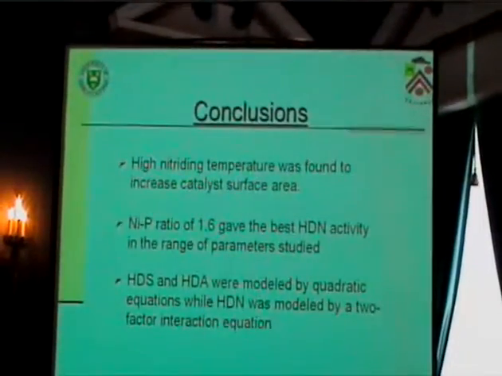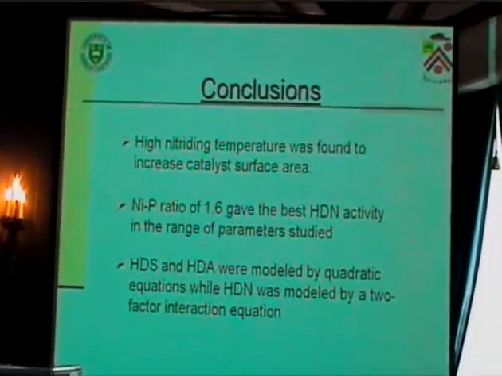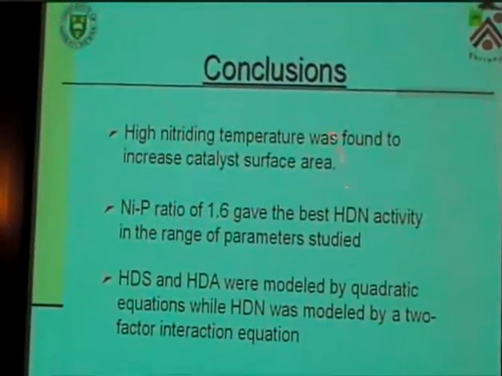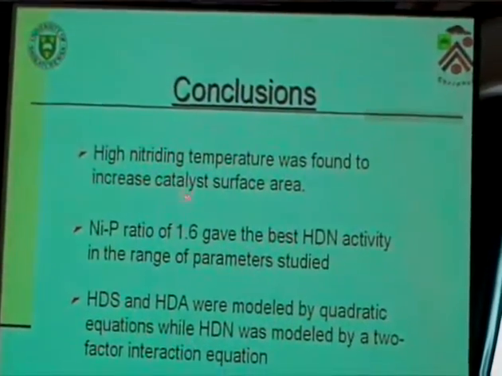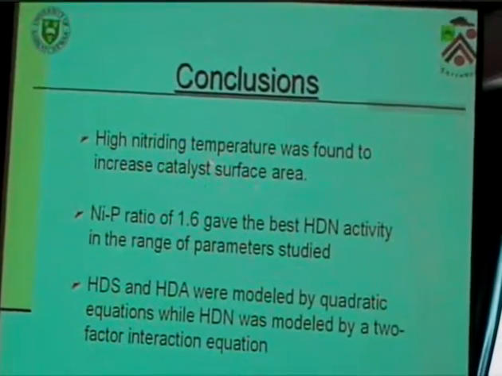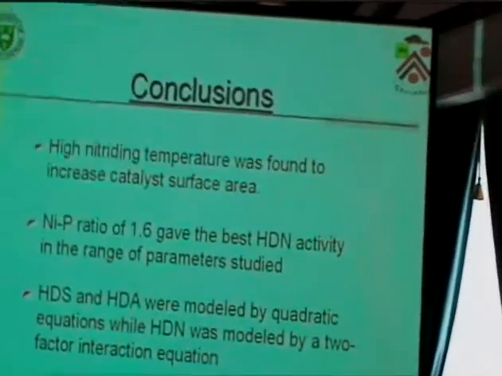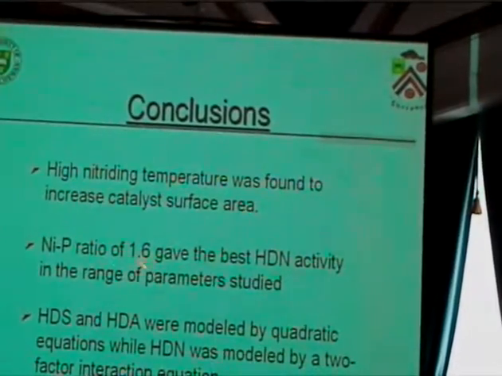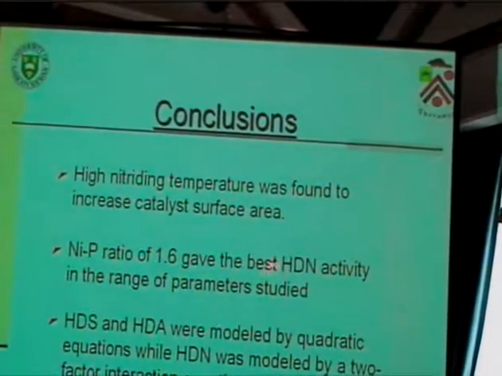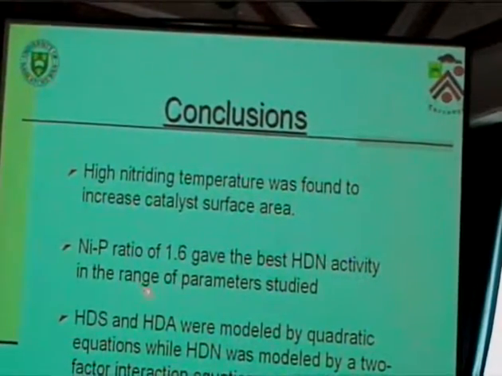So based on this work, we can conclude that high nitriding temperatures tend to increase tungsten nitride surface areas. Then nickel phosphorus ratio of about 1.6 gives the best HDN activity in the range of parameters studied. HDS and HDA were modeled by quadratic equations, while HDN was modeled by two-factor interaction equations.